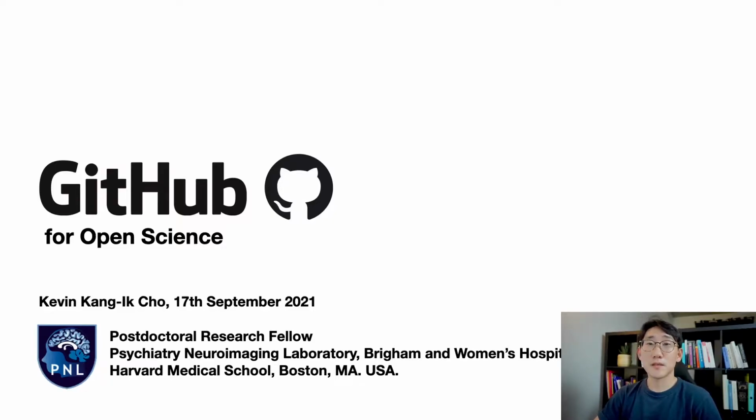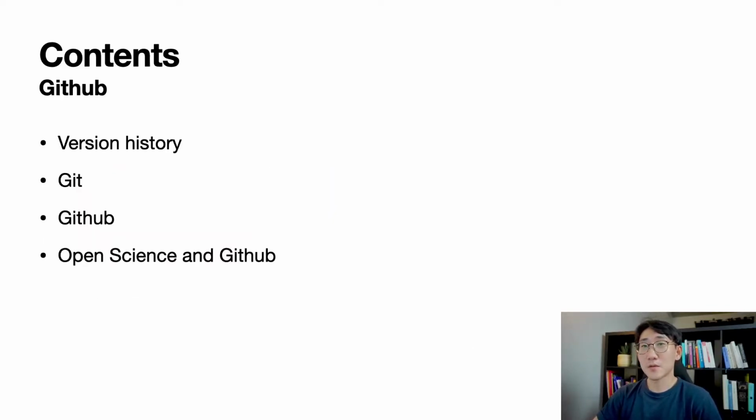And I'm going to talk about GitHub for open science today. I'm going to start off by giving you an example of version history in our daily lives and what Git is and what GitHub is in relation to open science.